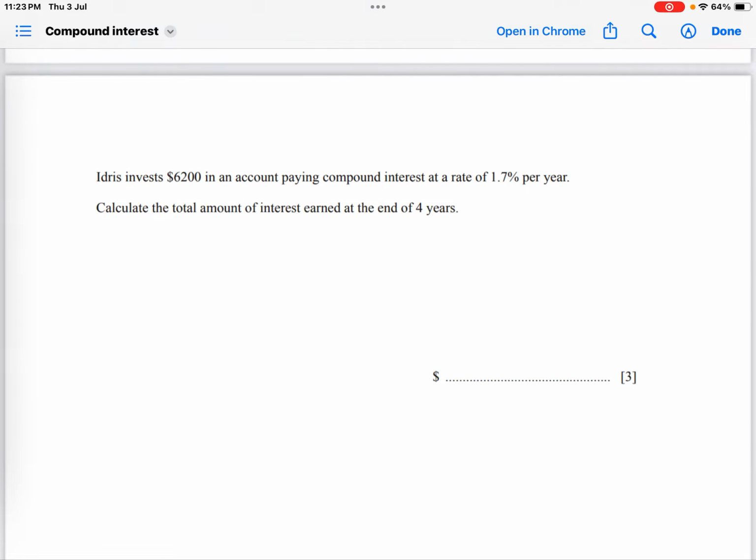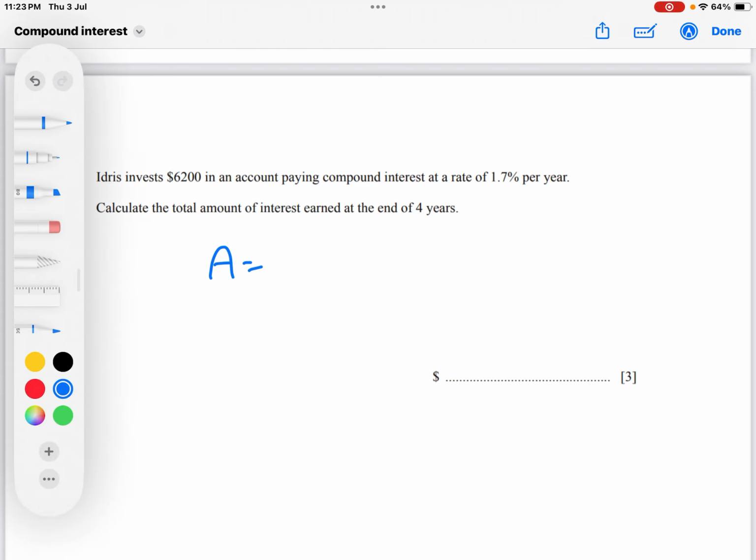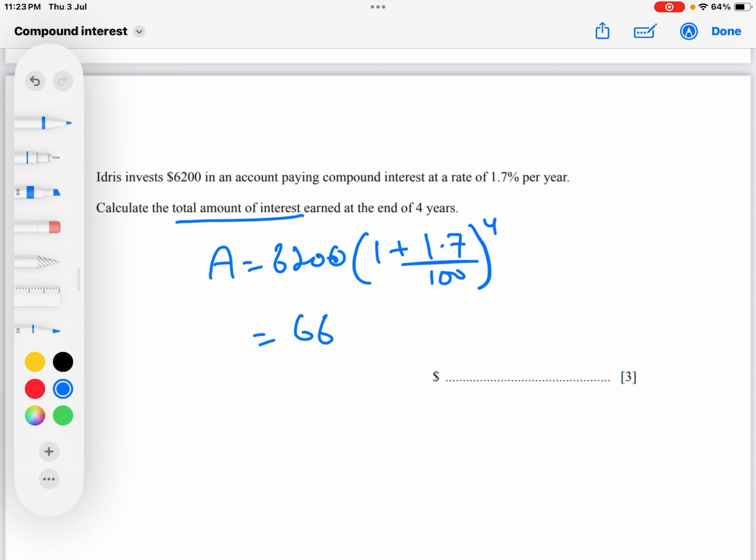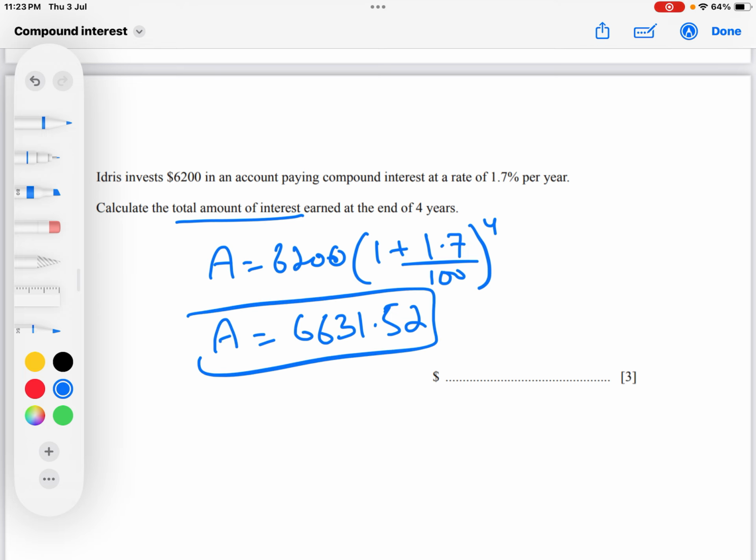Idra invests 6,200 in an account paying compound interest at a rate of 1.7% per year. Calculate the total interest earned at the end of 4 years. Very simple question. We have to find the amount, so we need to write the total interest. P is 6,200. 1 plus R, which is 1.7 divided by 100, power 4. When we calculate this, we get 6,631.52.